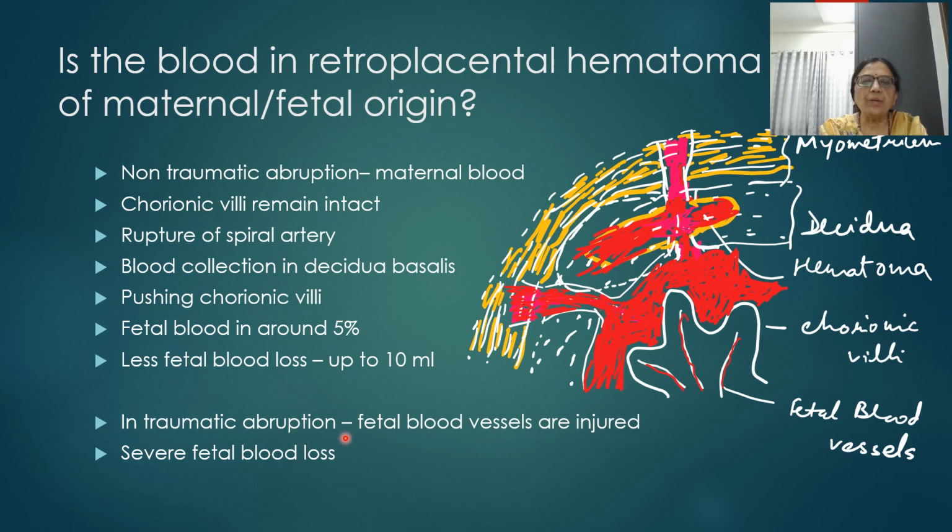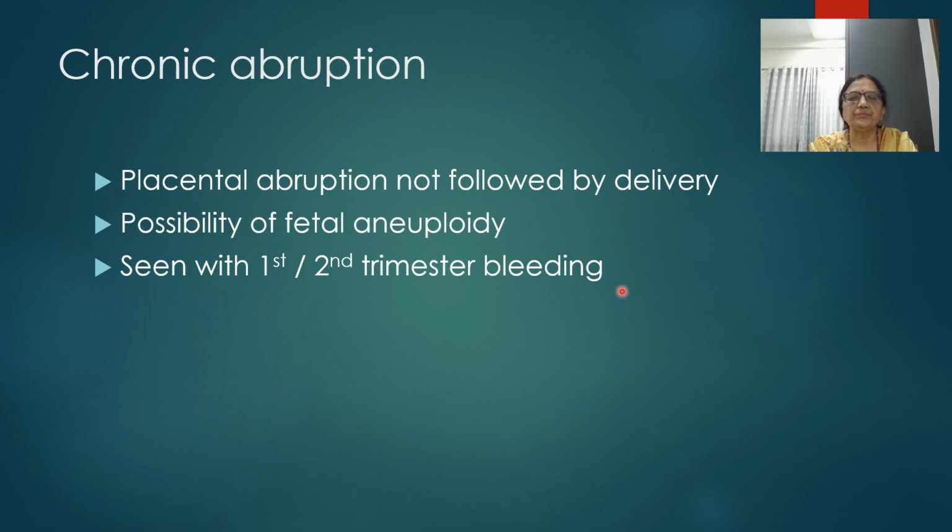But in traumatic abruption, fetal blood vessels are also injured, so the blood in the retroplacental hematoma has a maternal as well as a fetal component. And usually it is associated with a severe blood loss in the baby.